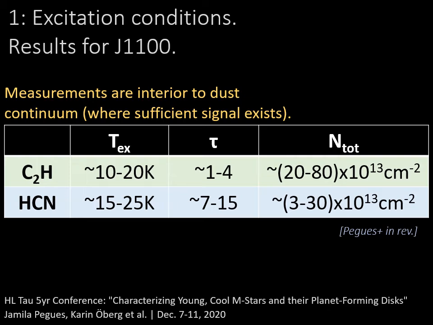So we made these measurements interior to the dust continuum, where sufficient signal-to-noise actually existed, and we found that generally C2H and HCN are both pretty cold, but HCN is slightly warmer, that HCN is more optically thick, and that C2H has higher column densities.